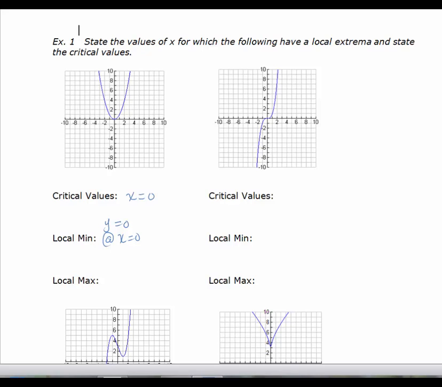There's no local max because this function goes to infinity as x gets larger and as x gets more and more negative. So there's no local max.